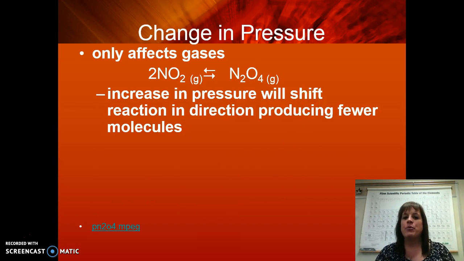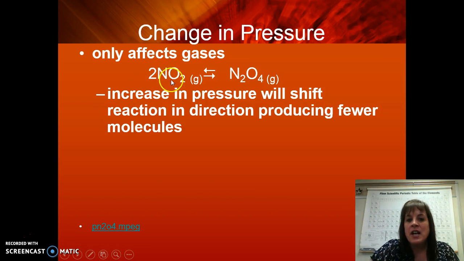What about changes in pressure? Now, pressure is only going to affect gases. Gases are the only thing that we can affect with pressure. What's interesting about pressure is that, remember, pressure is created by collisions of molecules. So the more molecules I have, the more pressure they create. So if I increase the pressure in a reaction, it's going to shift in the direction that produces fewer molecules.